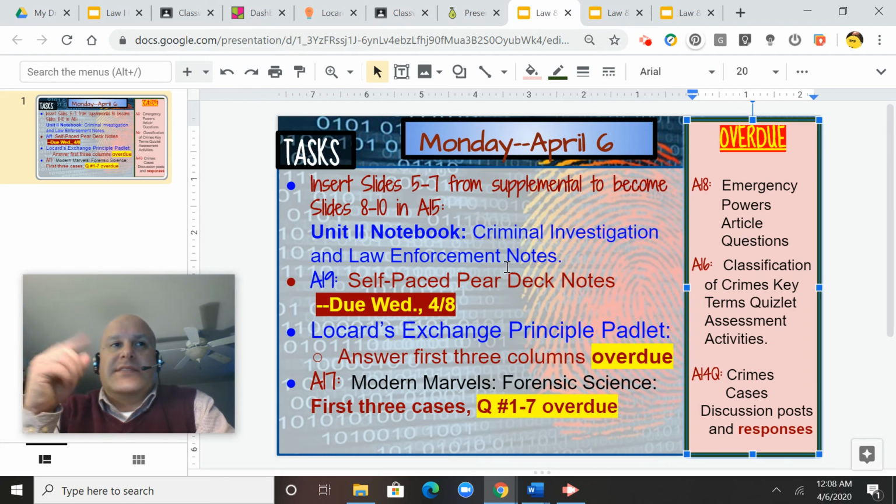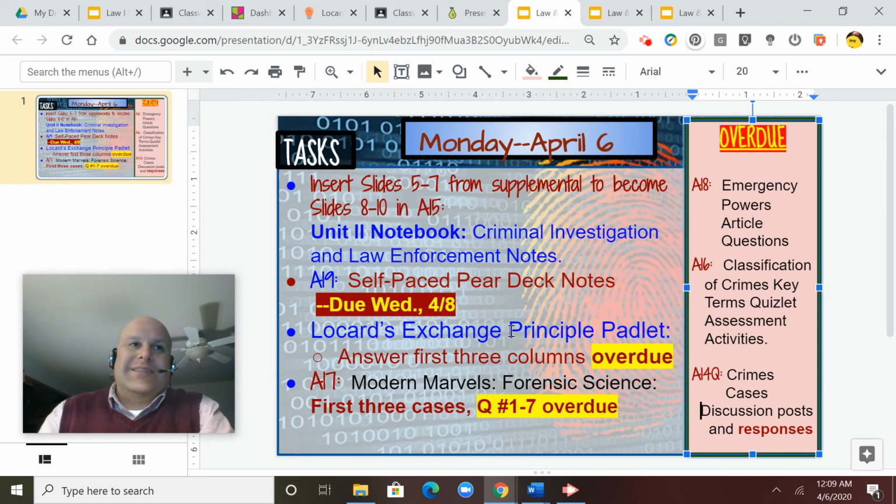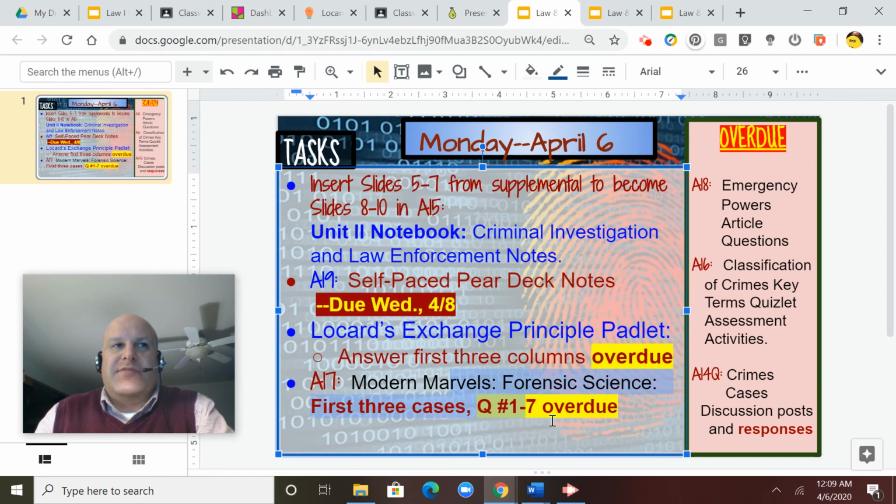So again, the major things to do on Wednesday: the criminal investigation notebook, the Unit 2 notebook. We're just going to close it down after we insert 5 through 7 of the supplemental to become 8 through 10, and then the self-paced Parrot Deck, as you're completing the notes, and listening to me in the background would be helpful. Don't worry about this, just cover 1 through 7 for now. Even if you don't have that, you can catch up with that on Wednesday. And then the Padlet, responding to the other two. If you haven't done the first 3 columns, you need to do that as well. There's a couple of you that I need to insert some of those columns in there.